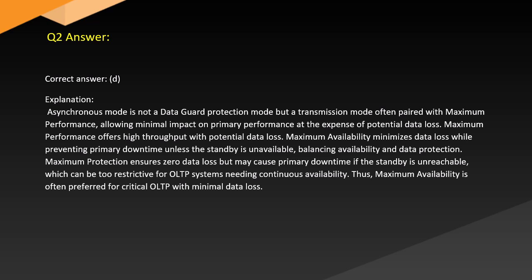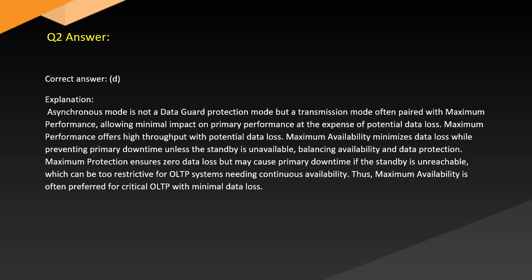Answer. Correct answer: D. Explanation. Asynchronous mode is not a Data Guard protection mode, but a transmission mode often paired with maximum performance, allowing minimal impact on primary performance at the expense of potential data loss. Maximum performance offers high throughput with potential data loss.